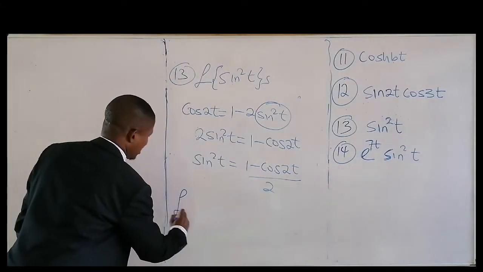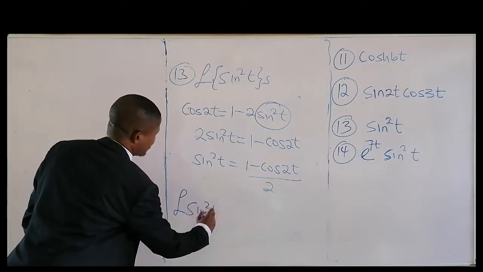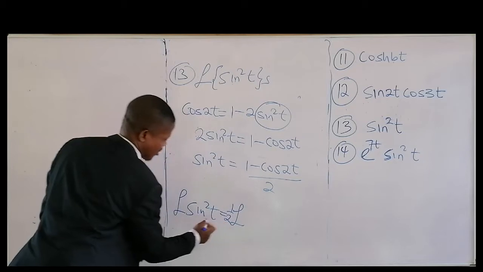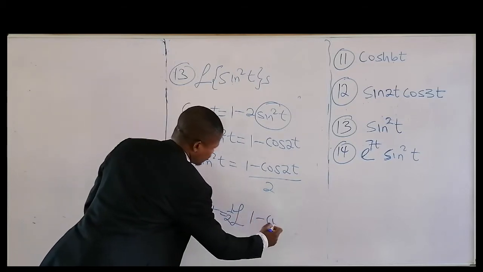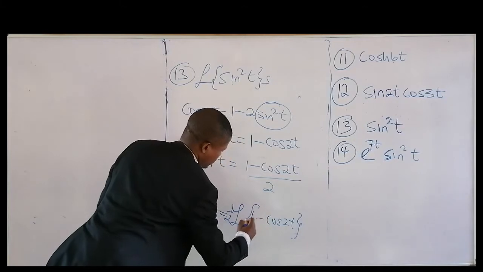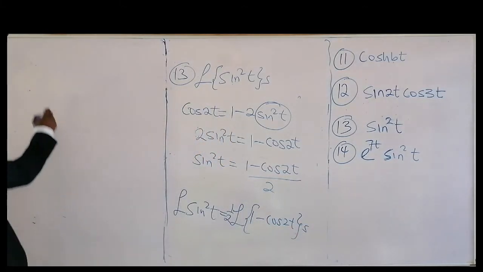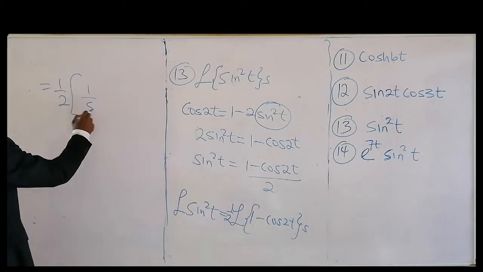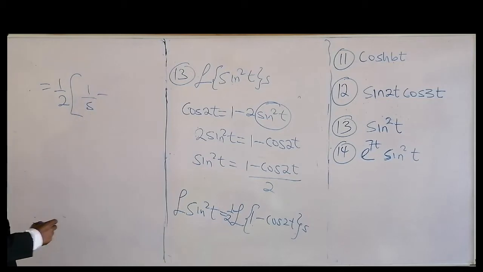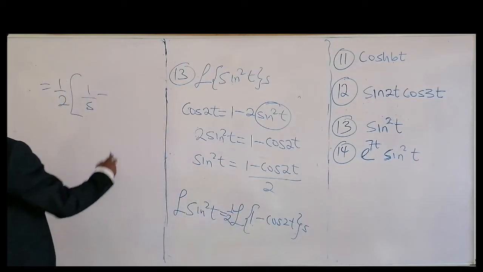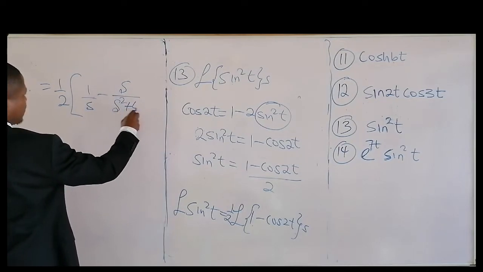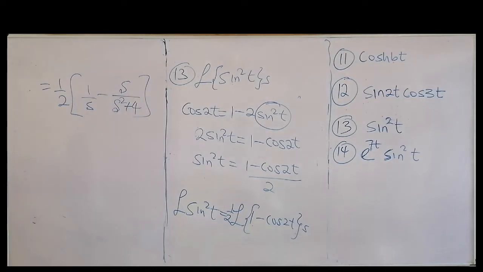Now, this becomes Laplace of sine squared t is equal to Laplace of what? The half can come outside the Laplace, and that will be 1 minus cos 2t. So the final conclusion will be half, open your brackets, Laplace of 1 is 1 over s, then minus Laplace of cos 2t. That will be s over s squared plus 4. That finishes the question. Then the last question, question 14.